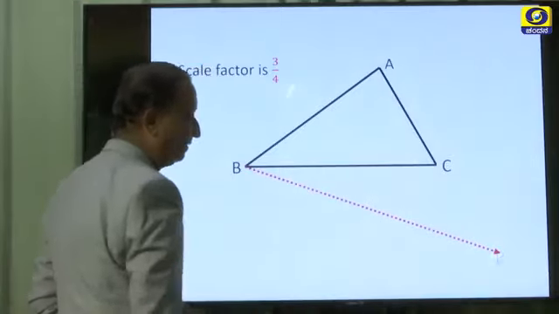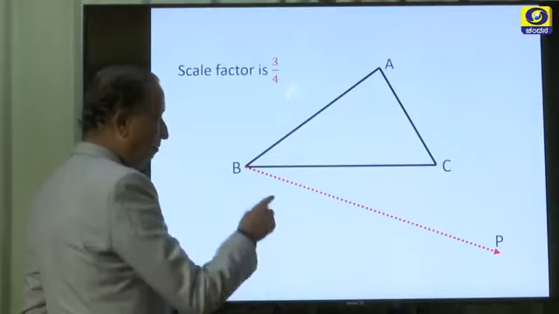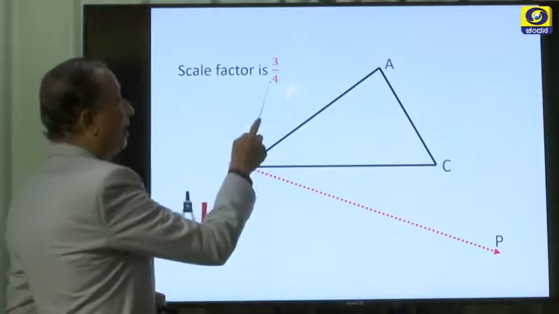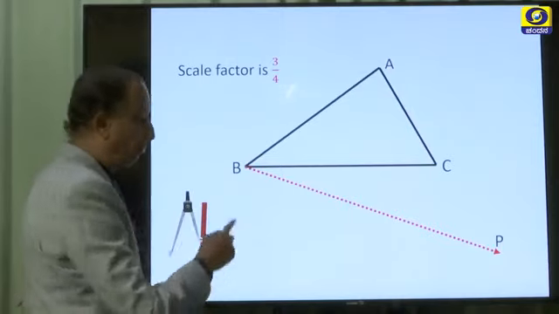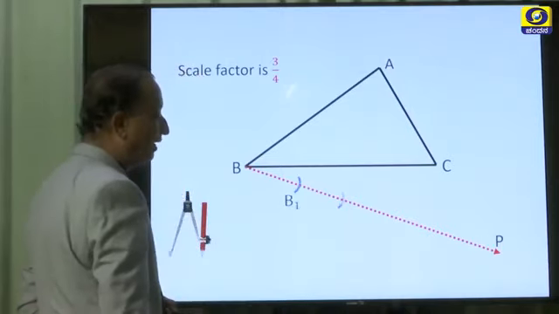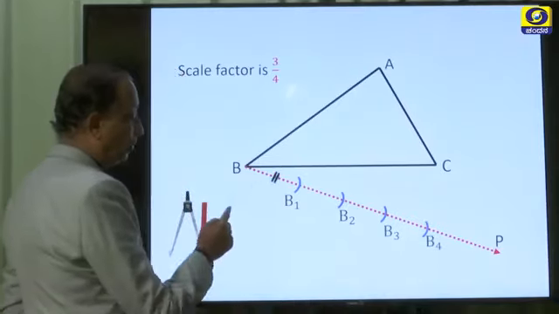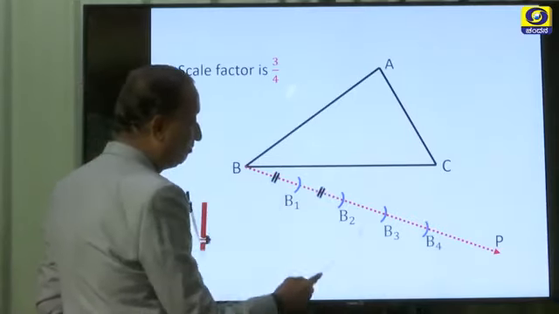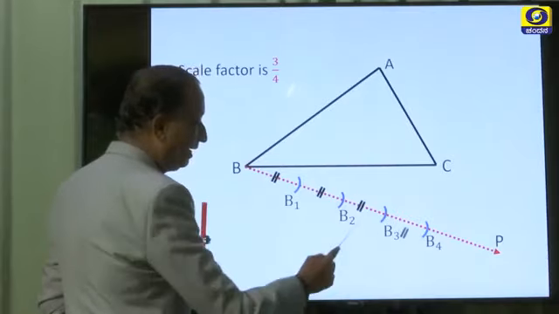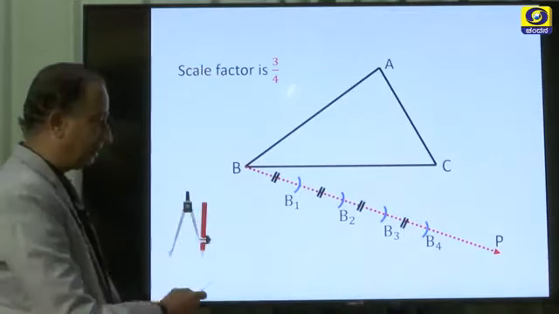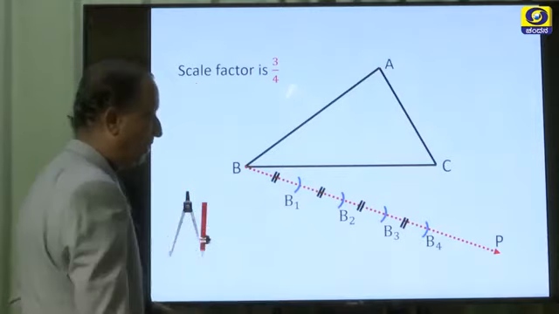Draw a ray like this, call it BP, making a small acute angle here. Now, take the compasses, and in the denominator you can see 4. Divide this into 4 equal parts, B1, B2, B3, B4. So, BB1 is equal to B1B2 is equal to B2B3 is equal to B3B4. Any convenient radius can be taken to make it into 4 equal parts.